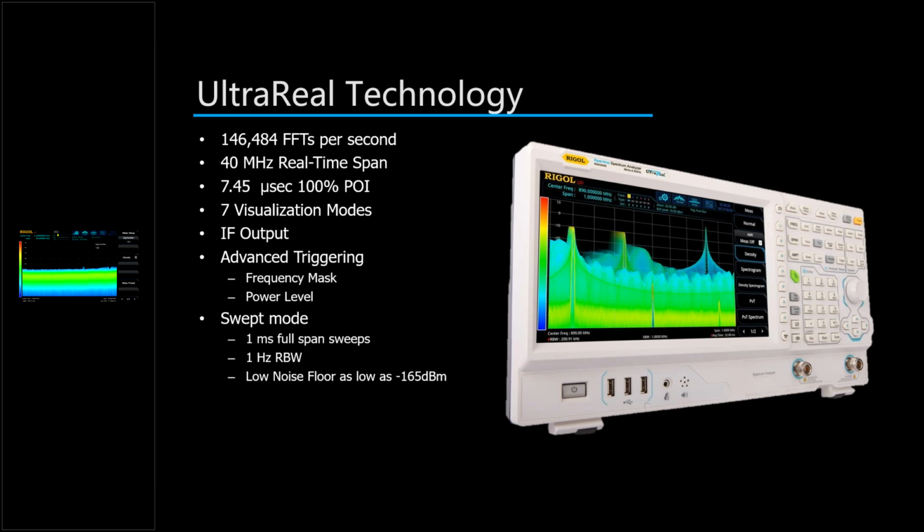A couple of key specs here in how fast we can process the FFTs and what the probability of intercept really means enables us to do a better job of seamlessly capturing data here when we're time correlating it with our oscilloscope. Of course, the visualization modes we'll look through in the examples. And then the IF output is critical in these tests as we're using that in the oscilloscope. And then, of course, advanced triggering and some of the swept mode capabilities as well that make the noise floor really perfect for these sort of tests.